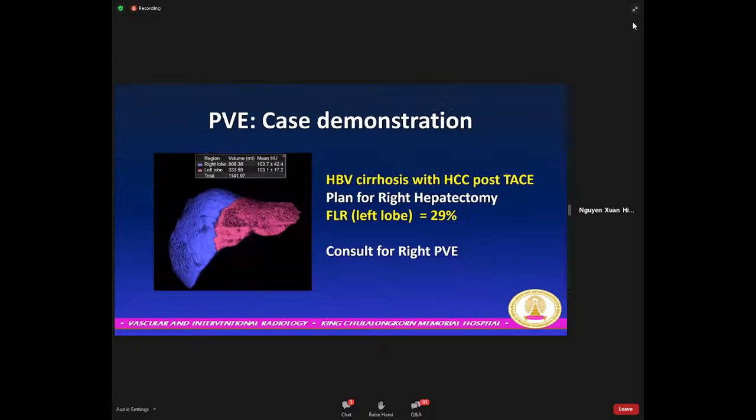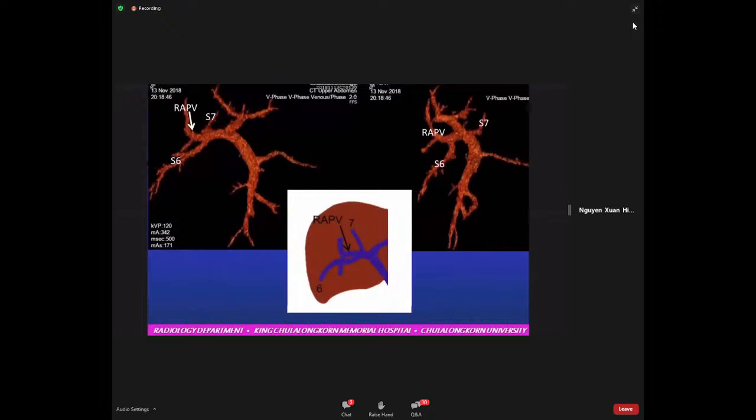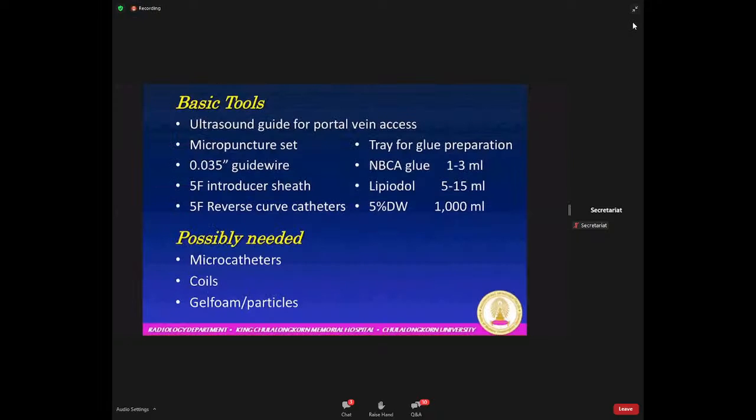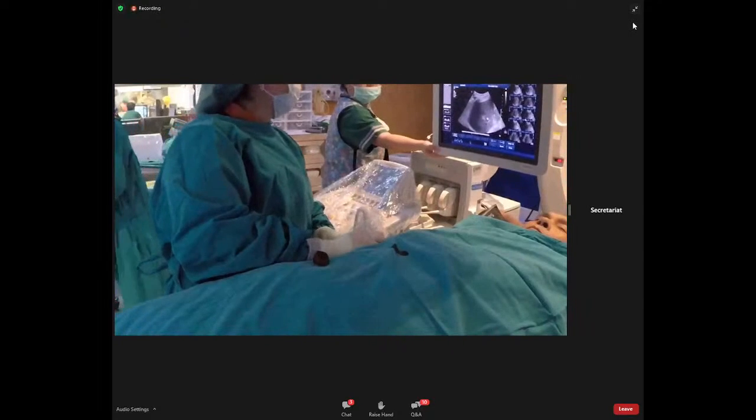Here is the short video demonstration of the portal vein embolization in patient with HCC, post-TACE, and plan for right hepatectomy. The initial FLR is about 29%. This patient has vascular variation, including accessory right hepatic vein, absence of right posterior portal vein with separate origin of segment 6 and segment 7. My mainstay embolic material is glue, but in this case, coil and PVA may be needed.